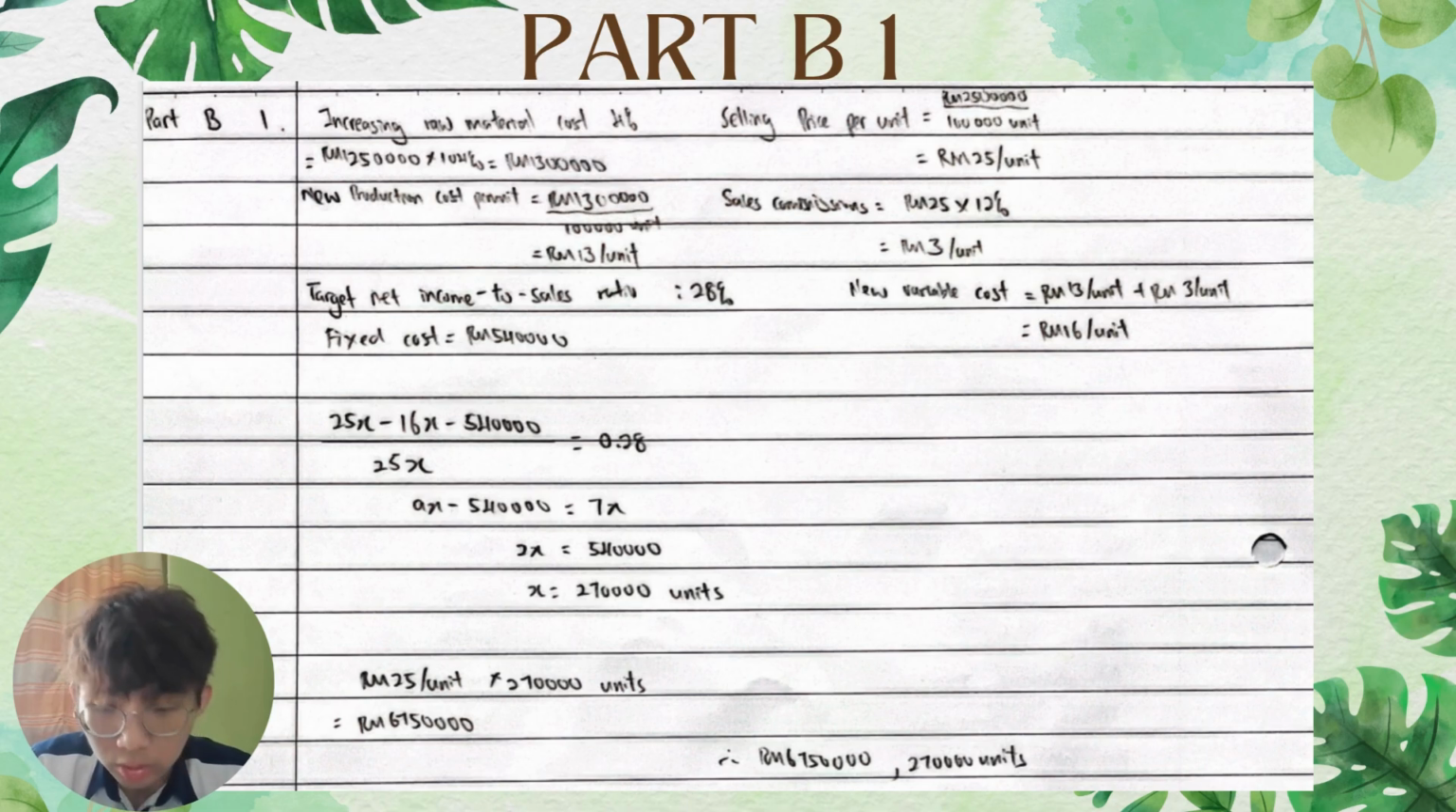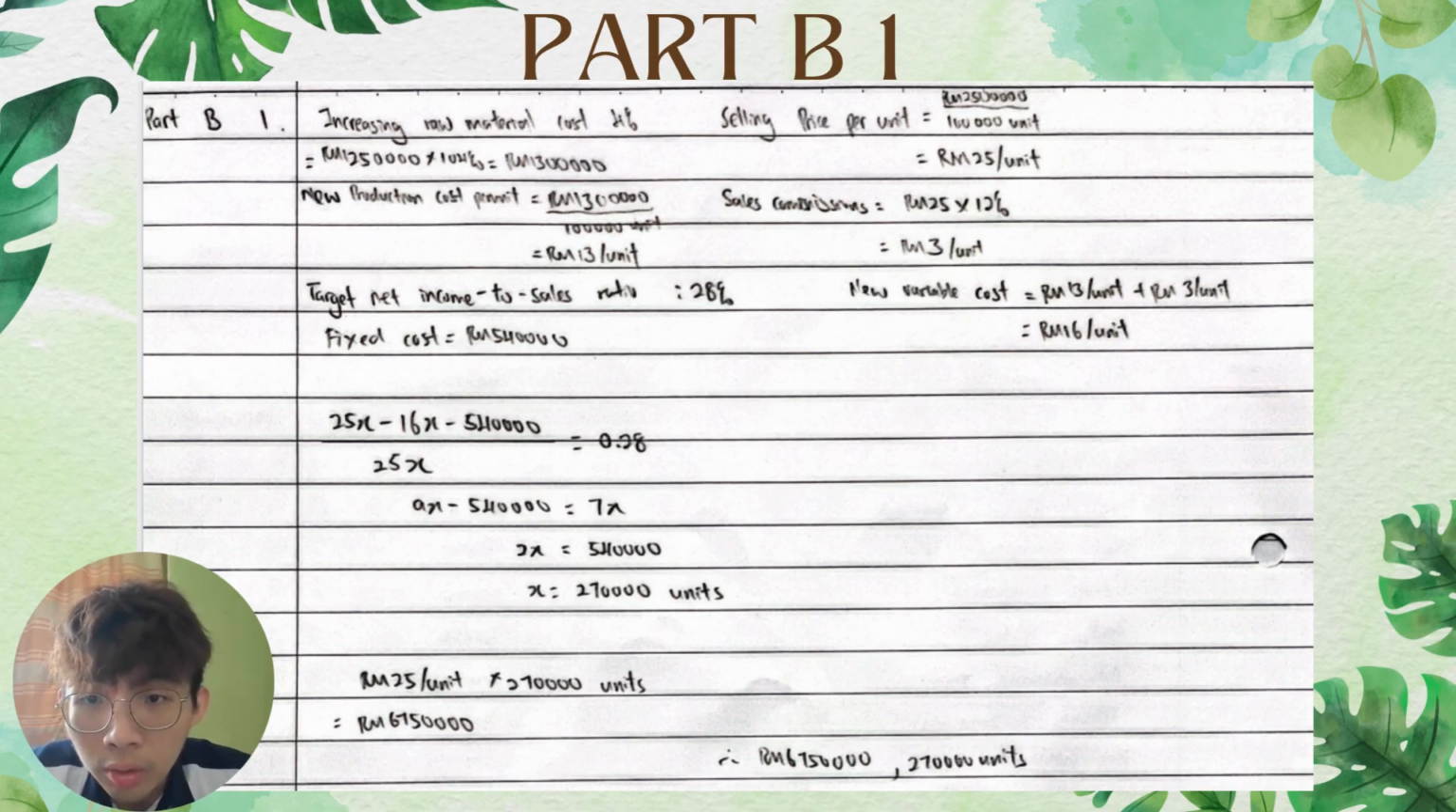So scenario 1 is to find the targeted price. We need to determine the quantity and amount of Comfy Sense bedding products the company must sell in 2025 to achieve a 28% net income to sales ratio, while assuming all other cost structures remain unchanged. So we see that increasing the raw material cost by 4% is the condition that we need to have.